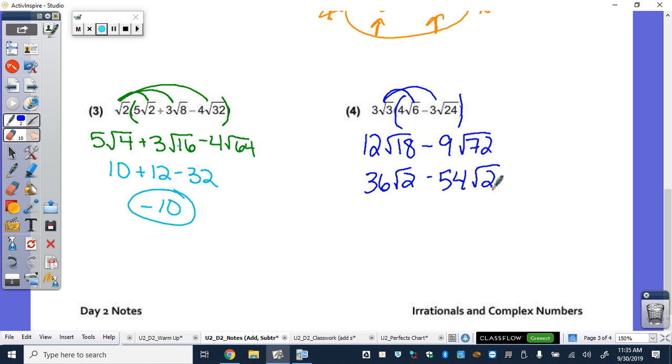Now this one's got one more step because they're both radical 2's, so we can actually subtract those. Gives us negative 18. Negative 18 radical 2 is our final answer.